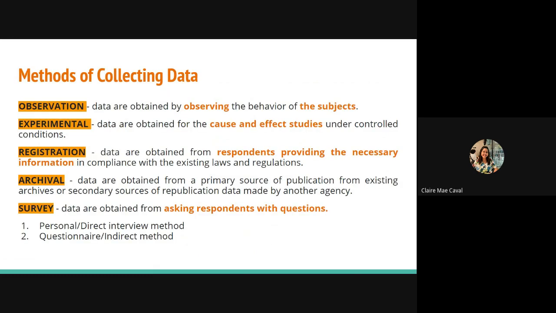Okay? So, let's recall the different methods of collecting data. It could be observational method, experimental method, registration method, archival, and survey method. For the observation method, observational data, class, are obtained by observing, meaning senses are used here by observing the behavior of the subjects. Okay, this is the simplest method of collecting data.